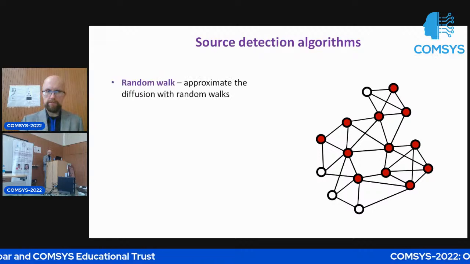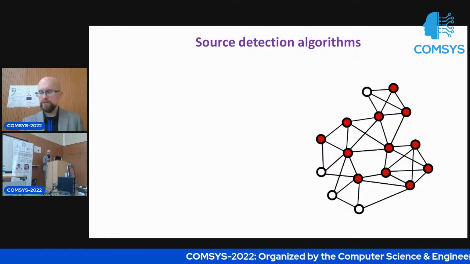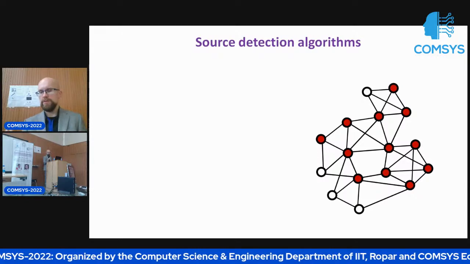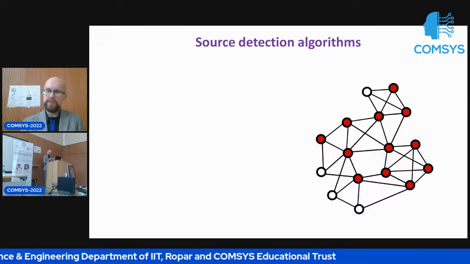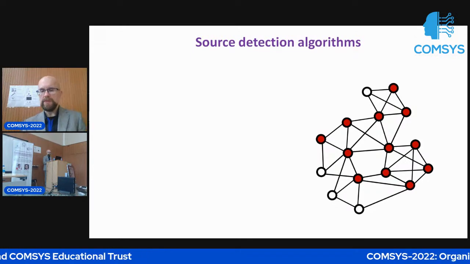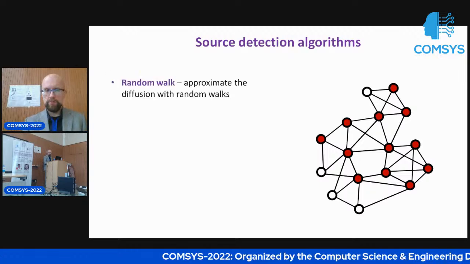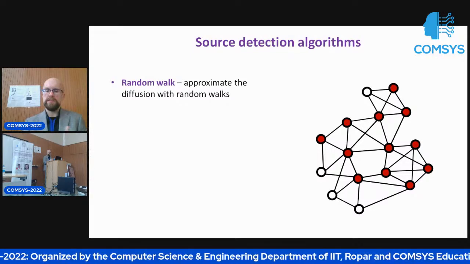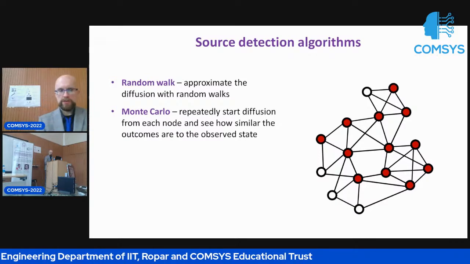And I consider a few different source detection algorithms. First in line is the random walk. The best possible solution would be to compute the maximum likelihood estimator, right? For each possible source, what is the probability that if I start at this node, I will arrive at this end state of the process? However, it's very difficult to calculate in most cases, particularly for larger networks. So we try to approximate it in different ways. For example, we can approximate the diffusion with random walks. This is the random walk algorithm. Or we could try to run a Monte Carlo process.